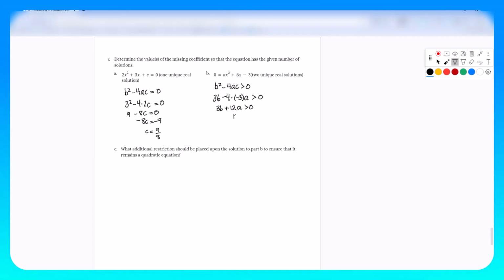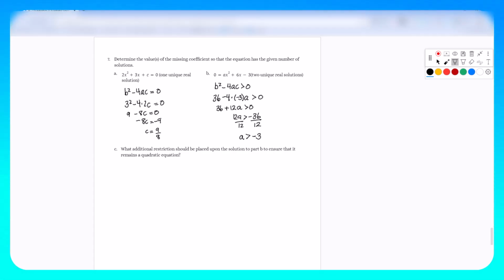So we're going to subtract 36 from both sides. And we're going to divide both sides by 12. And that means a must be greater than 36 divided by 12, which is -3. So when a is greater than -3, the discriminant will be greater than 0, which means there's going to be two unique real solutions.